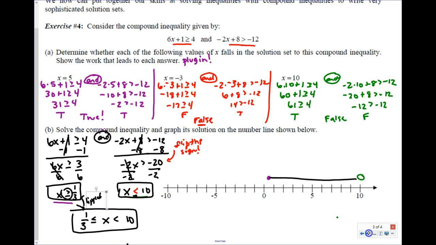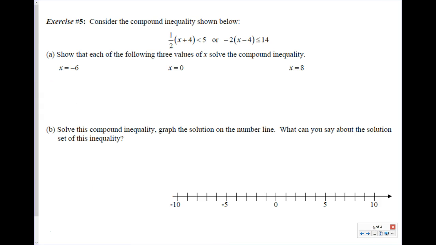All right, finally, let's take a look at the last exercise. This is a similar one to the one before, so what I'd like you to do is try solving this one on your own. So pause the video, try solving it by yourself, plugging in each of the values, solving it and then graphing it, and then come back, unpause the video, and check and see if you did it correctly. Okay, so pause.